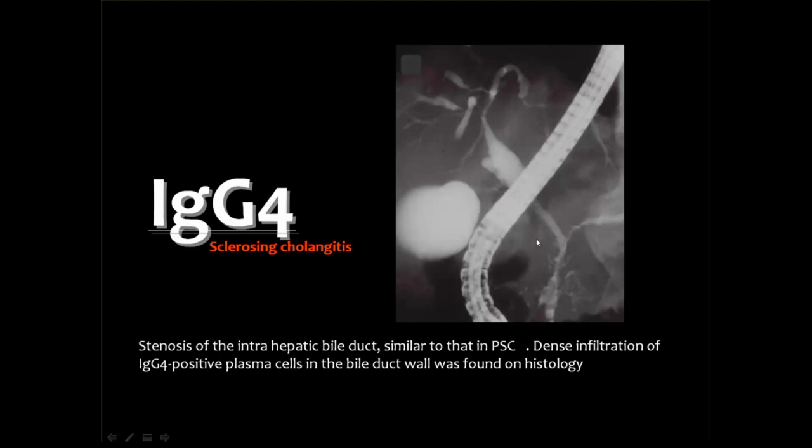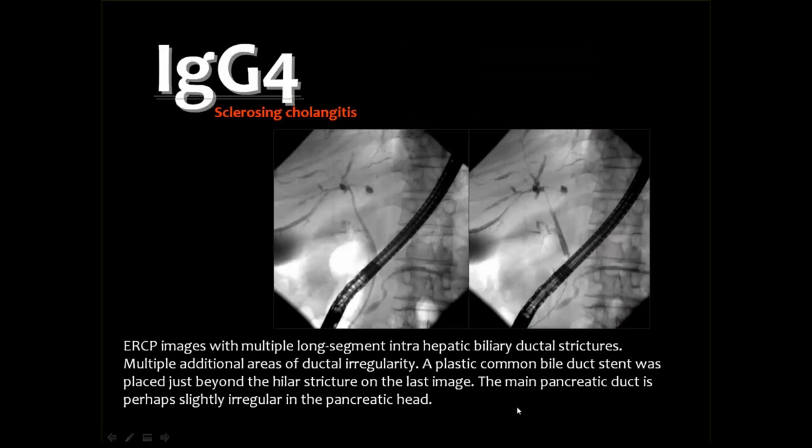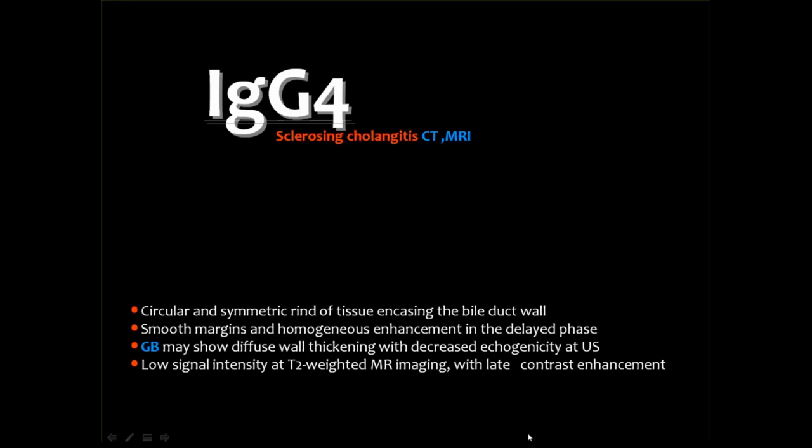And this is an example. You see strictures on this ERCP, and also you may see that the distal part of the common bile duct is narrowed with proximal dilatation. Another example, where you see the beaded appearance of the pancreatic duct, and you see multiple long strictures of the intrahepatic biliary radicals. Then these are some of the important information.